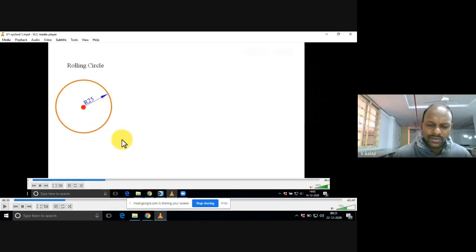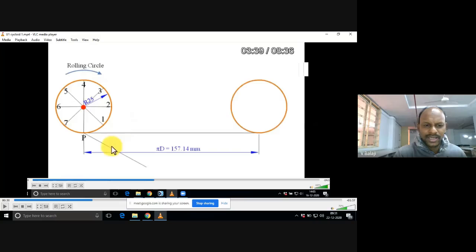Now, here is the important part. We need to divide this rolling circle into 8 parts, and the length the point P travels for one complete revolution is pi d. So this straight line I have drawn is nothing but the ground. You can also say that this horizontal path on which the circle rolls is known as the ground or horizontal path. For one complete revolution, it is equal to pi d.